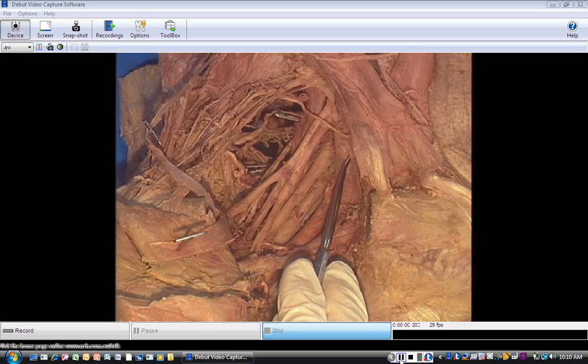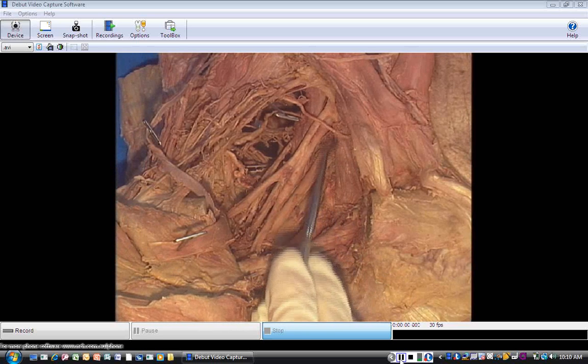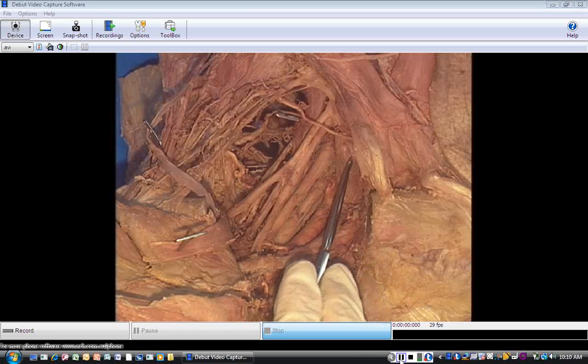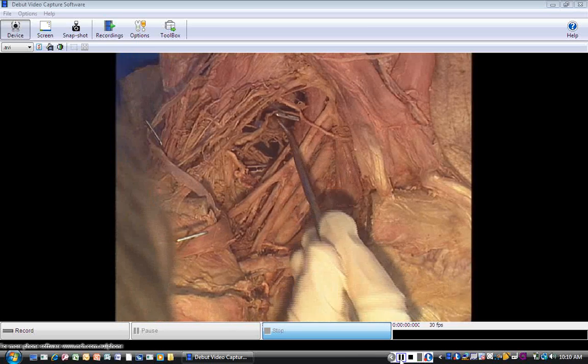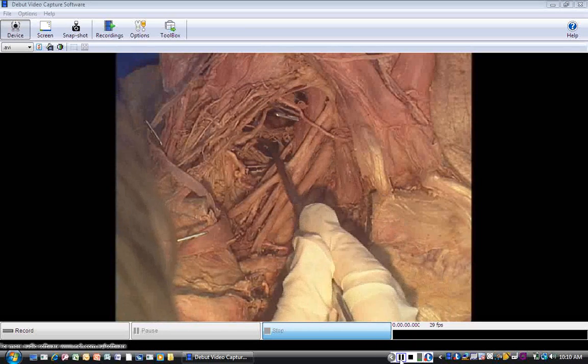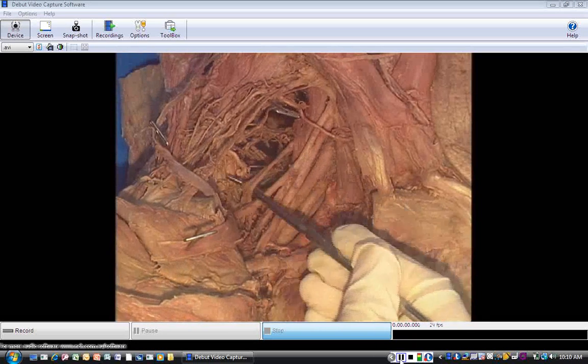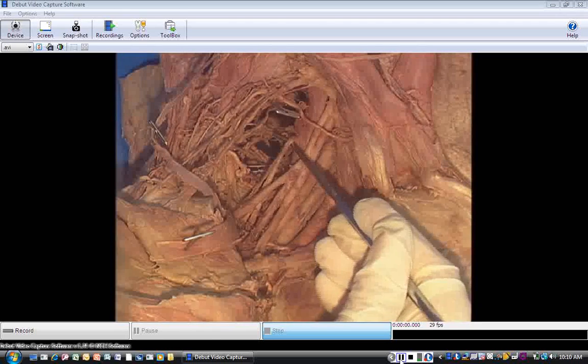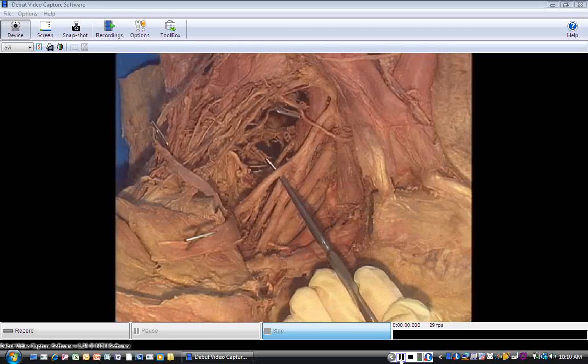So we've got phrenic, a C5 contribution here to the phrenic. Phrenic is C3, C4, and C5. Dorsal scapular, which is from the C5 ventral primary ramus. Long thoracic, which is from C5, C6, and C7 ventral primary rami. Suprascapular from the upper trunk.